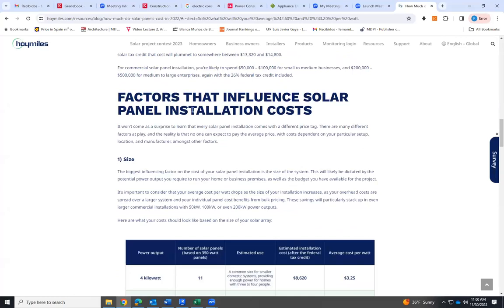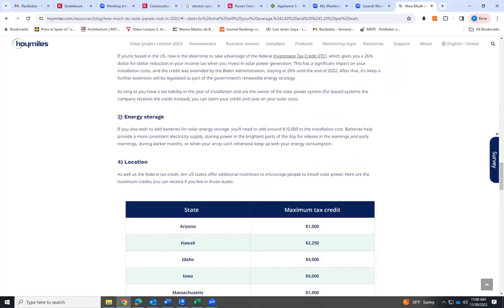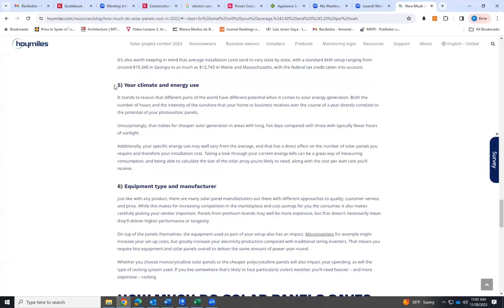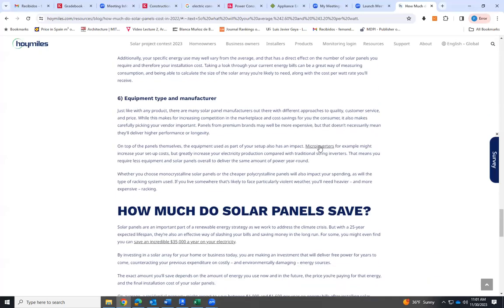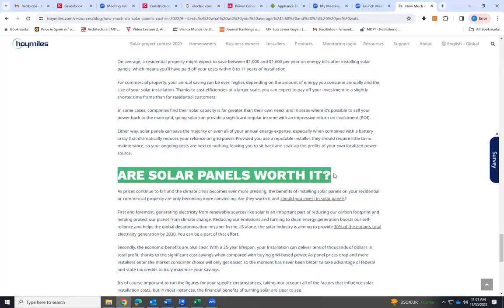If we open the website, we have factors that influence solar panel installation: the size, the tax credit, the energy storage. If we include batteries, we have to add at least $10,000 only for the batteries. We're not going to do that. Location and the equipment, especially the microinverter. This is what turns DC current into AC current. Okay, and how much do your solar panels save? And are solar panels worth it? Well, this is what we're going to try to find out with this exercise.